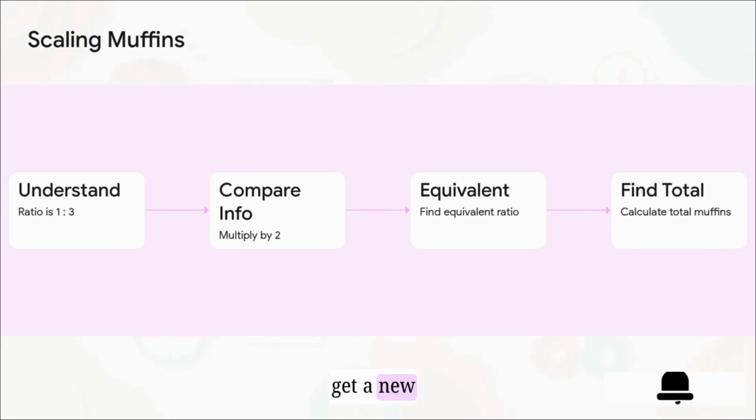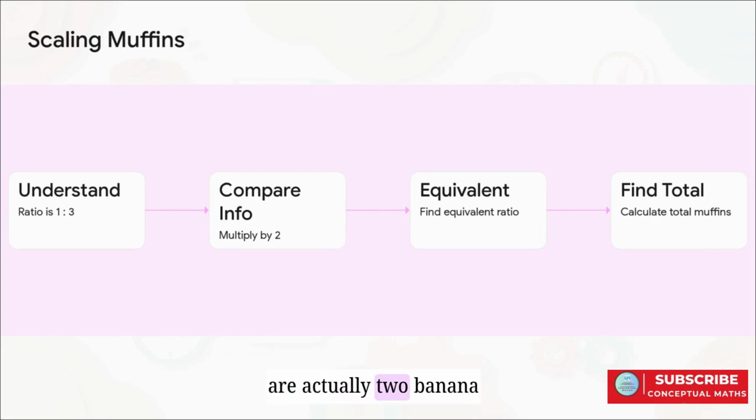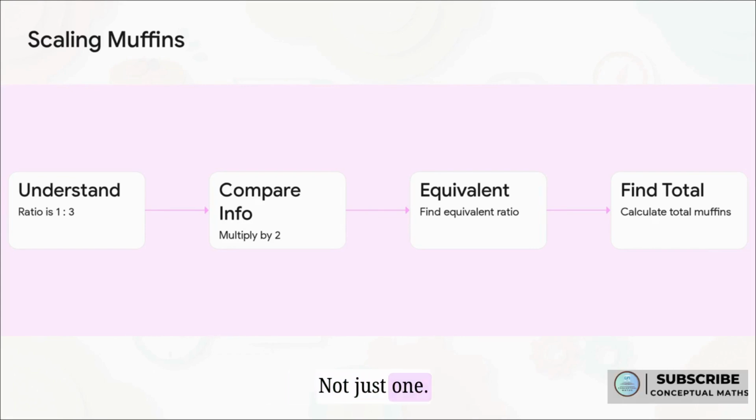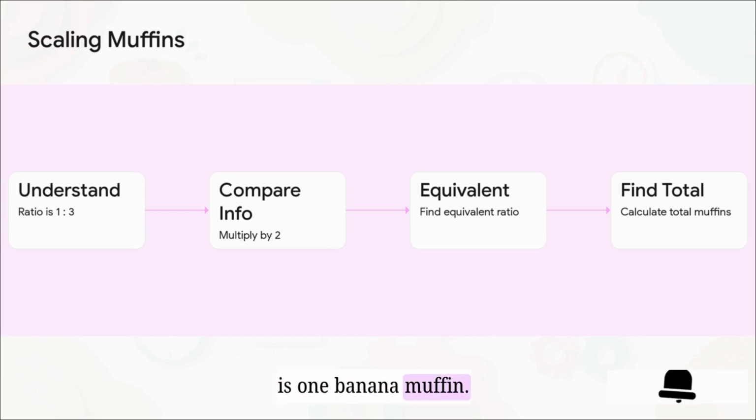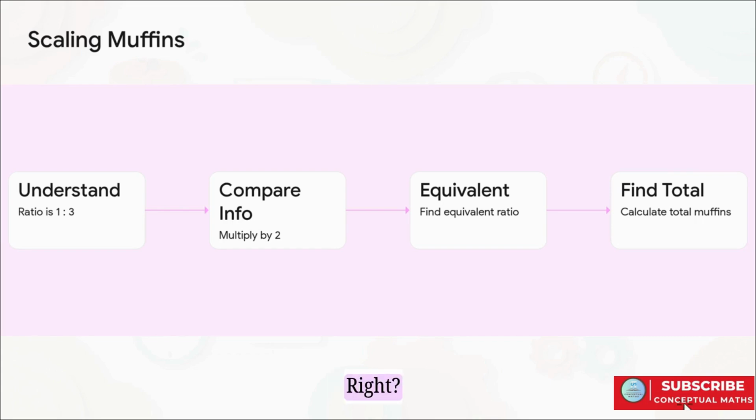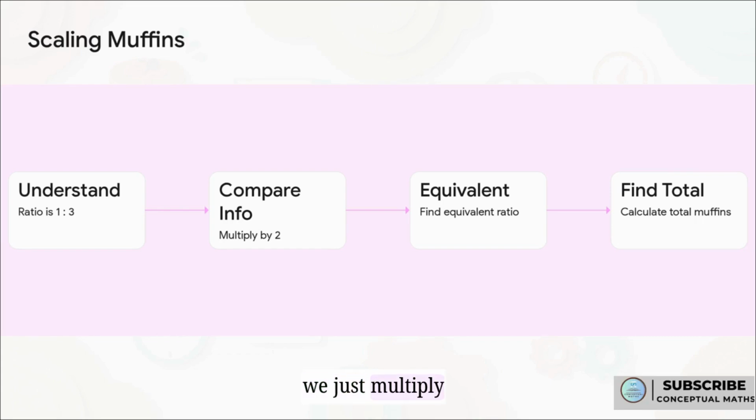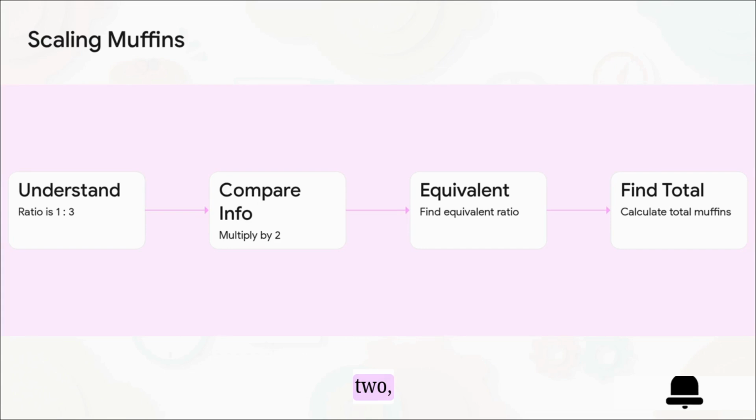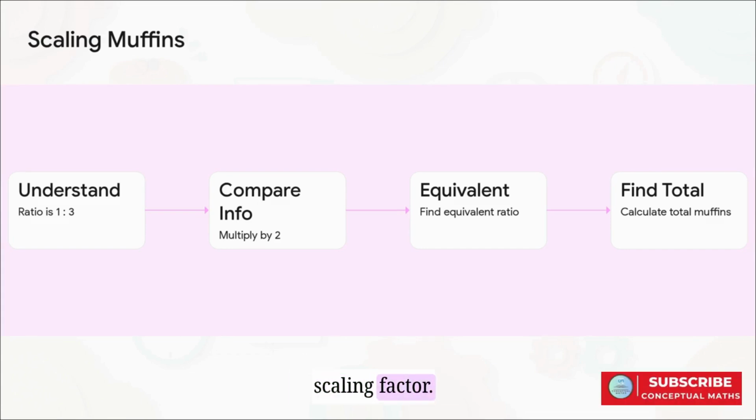Now let's say we get a new piece of information. There are actually 2 banana muffins in the box, not just one. To scale this up, we compare what we know. Our base is 1 banana muffin, but we actually have 2, right? So to get from 1 to 2, we just multiply by 2. That number, 2, becomes our magic scaling factor.